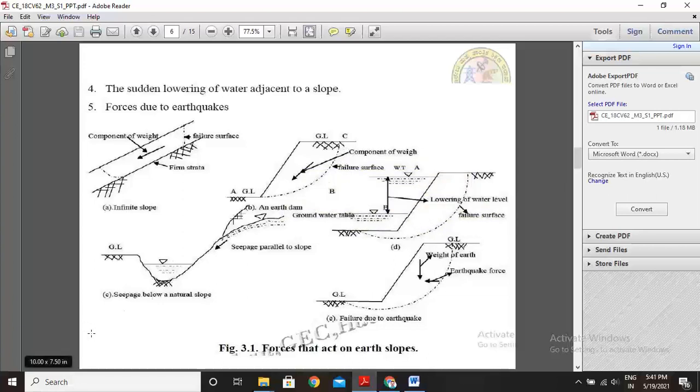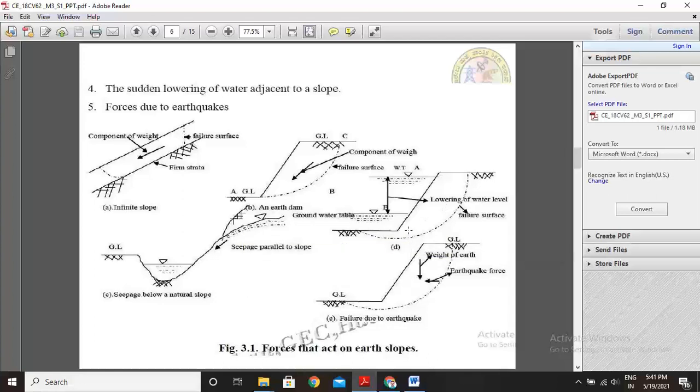See figure C, seepage below a natural slope. This is the natural slope, and this is seepage parallel to the slope. So this is the seepage that takes place. Due to this natural seepage of water, slope failure takes place.